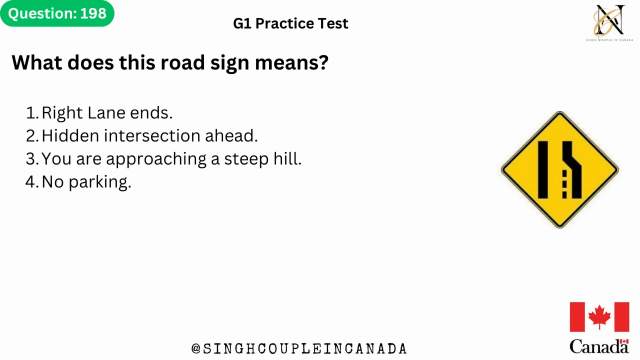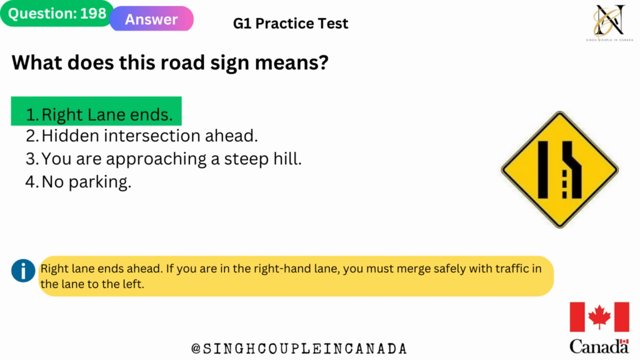What does this road sign mean? 1. Right lane ends. 2. Hidden intersection ahead. 3. You are approaching a steep hill. 4. No parking. The answer is 1. Right lane ends. Right lane ends ahead. If you are in the right-hand lane, you must merge safely with traffic in the lane to the left.